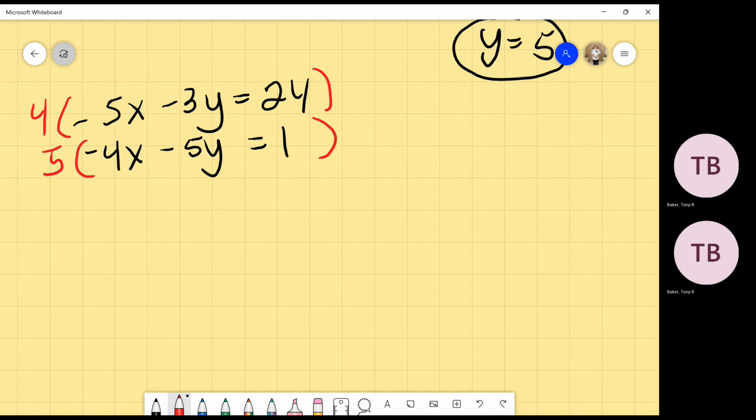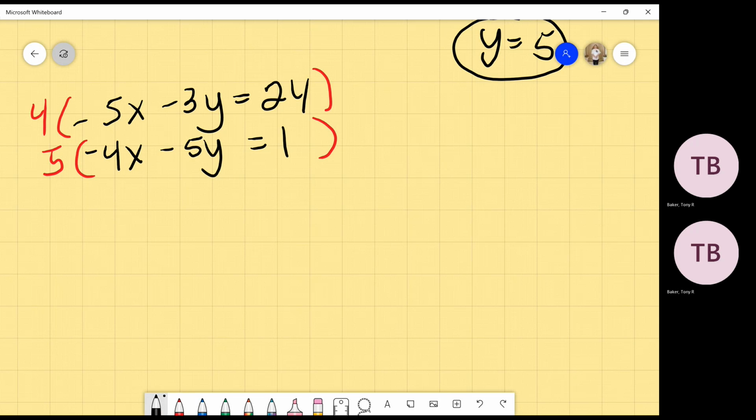Why? Think about where that 4 and 5 came from. They're the opposite x. So I'm going to take the bottom and multiply by the top, and the top multiply by the bottom. So the bottom x was 4, so I multiply the top equation by 4. And the same thing with the 5. Because the goal is to get them to be the same number.